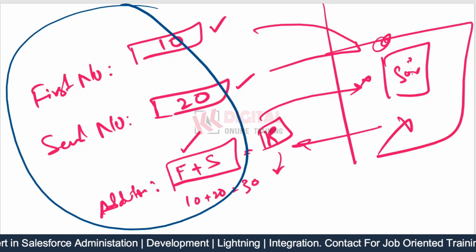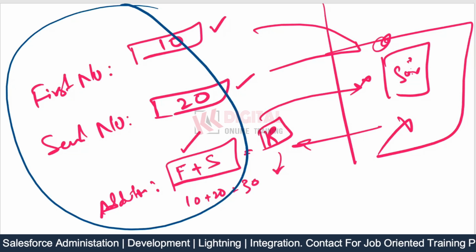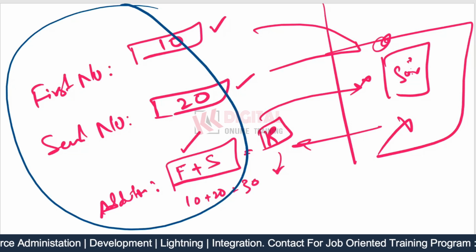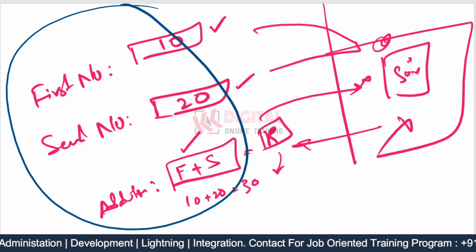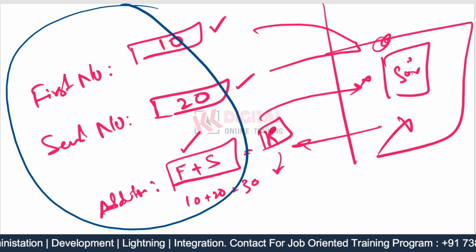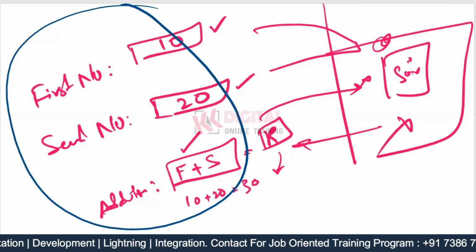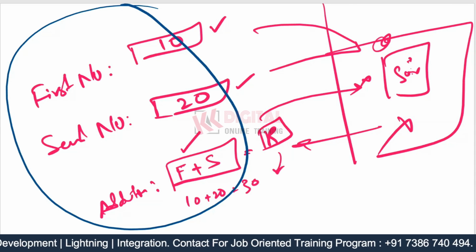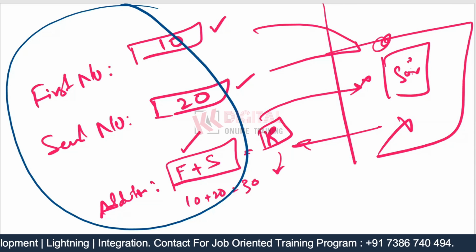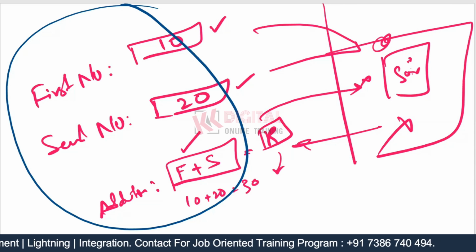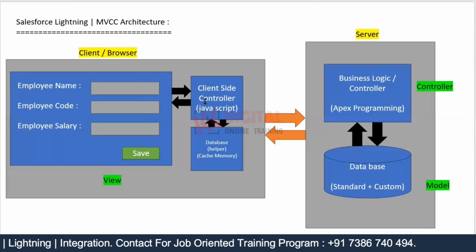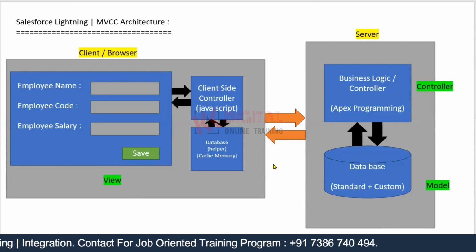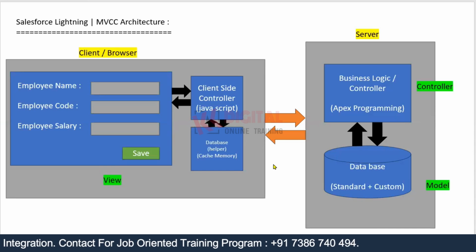Got it? In what situation can we connect to the server? Whenever you are working with the database, that time only you can go to the server. Otherwise, you cannot connect to the server. Got it? So that is MVC architecture: model, view, controller architecture.